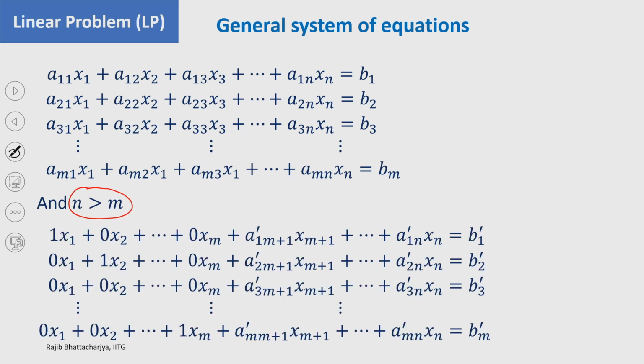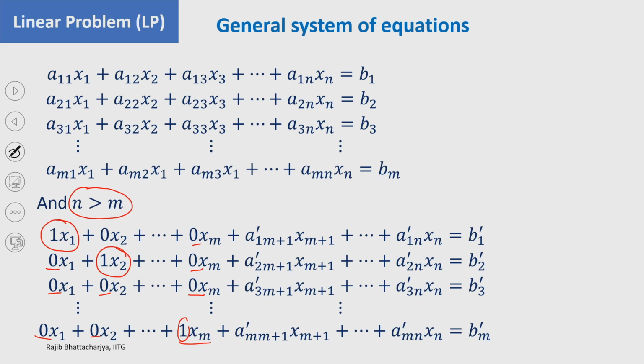By applying row operations, I can make the coefficient of variable x 1 equal to 1 and make it 0 in the other equations. Similarly, for x 2 the coefficient in the second equation is 1 and for the other equations it is 0, and similarly up to x m. We have a total of m equations, and for the mth equation the coefficient of x m is 1 and for the other equations it is 0.